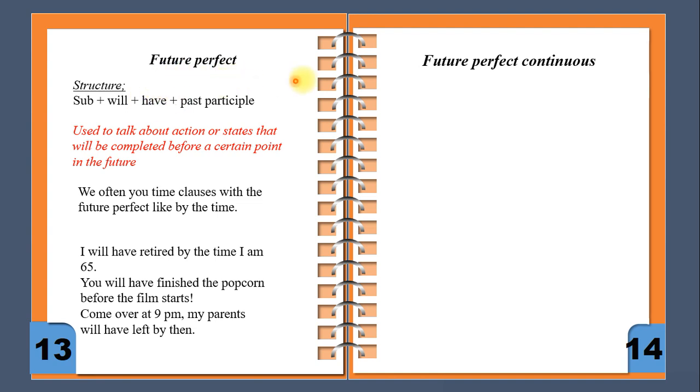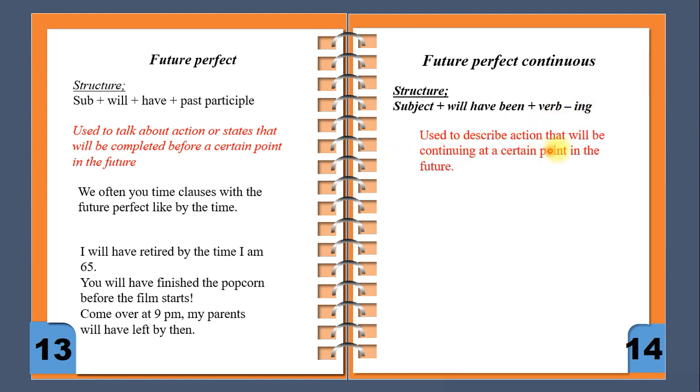Finally, the future perfect continuous. Again the structure: subject plus will have been plus verb-ing plus complement. It is used to describe actions that will be continuing at a certain point in the future. For example, she will have been leaving Canada for 3 months.